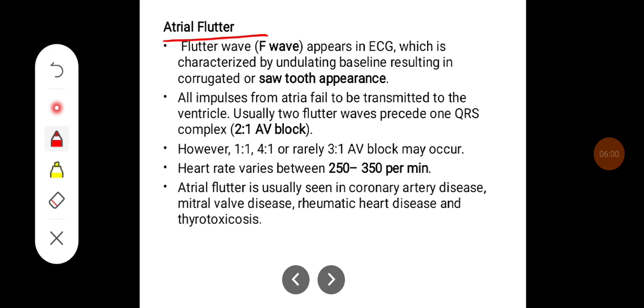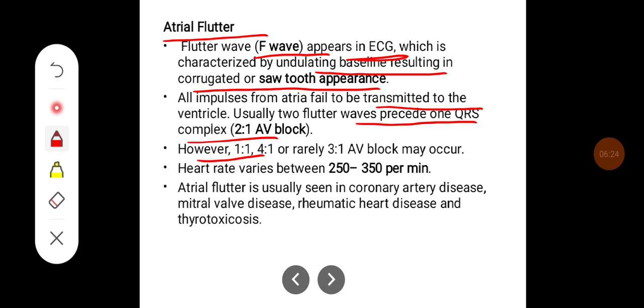Atrial flutter. The flutter wave or F wave appears in ECG, which is characterized by an undulating baseline resulting in a corrugated or sawtooth appearance. All impulses from the atria fail to be transmitted to the ventricle. Usually, two flutter waves precede one QRS complex, which is called 2:1 AV block. However, 1:1, 4:1, or rarely 3:1 AV block may occur. Here, heart rate varies between 250 to 350 per minute. Atrial flutter is usually seen in coronary artery disease, mitral valve disease, rheumatic heart disease, and thyrotoxicosis.